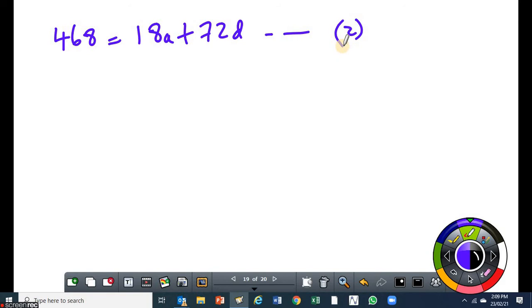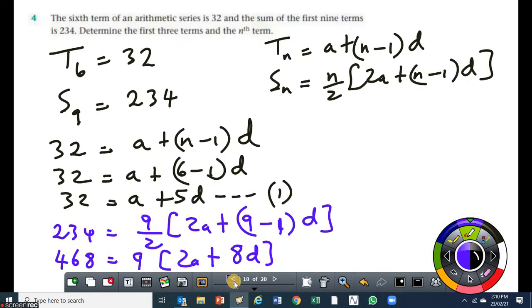Okay. Now, since we have got two equations that are both linear, we can easily solve for n. The best way is to make a the subject in the first equation. So if I make a the subject, my a is going to be equal to, I'll just take this 5d to the left, so a is going to be equal to 32 minus what? 5d.